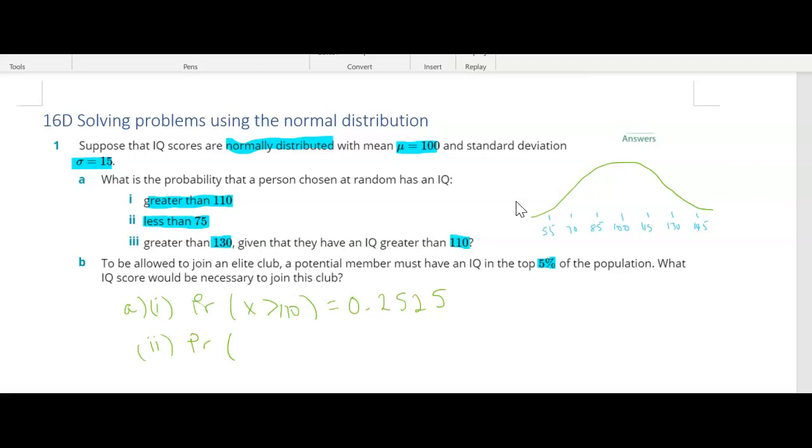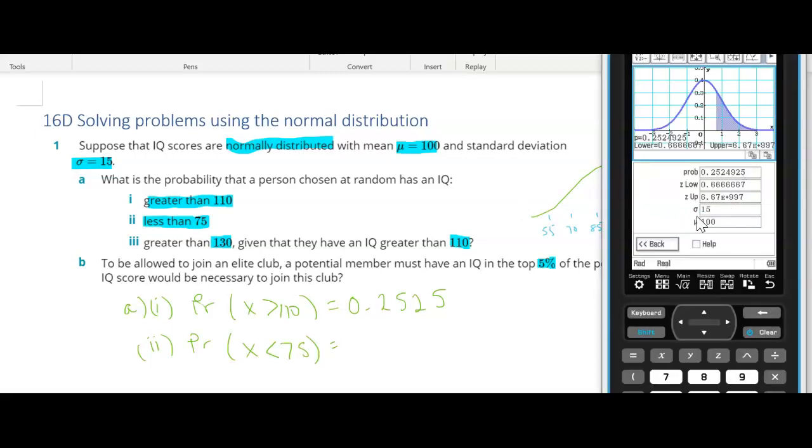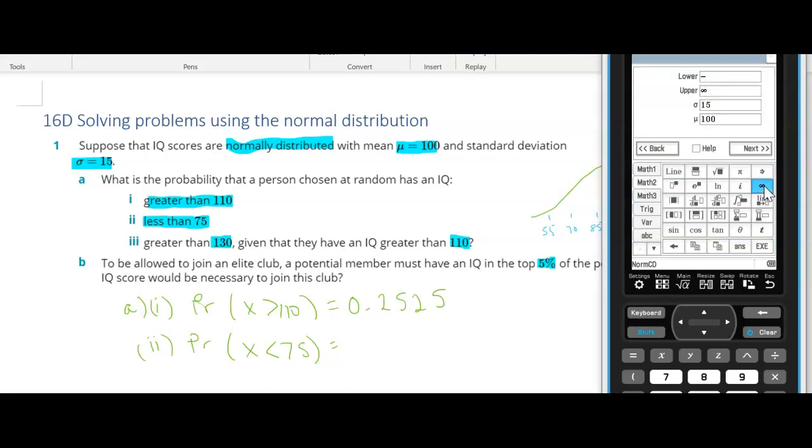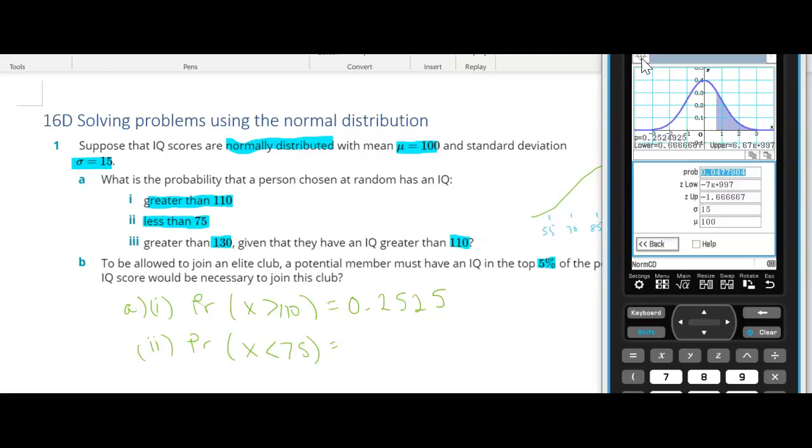For part 2, we want less than 75, so X is less than 75. Calculator. Just put the values in. Your lower bound now is negative infinity. Your upper bound is 75. And your mean and your standard deviation stay the same. Get rid of the keyboard, and just press your graph again so we can redraw the graph. Okay, so less than 75. And even drawing your normal distribution will help. So what is that? 0.478.